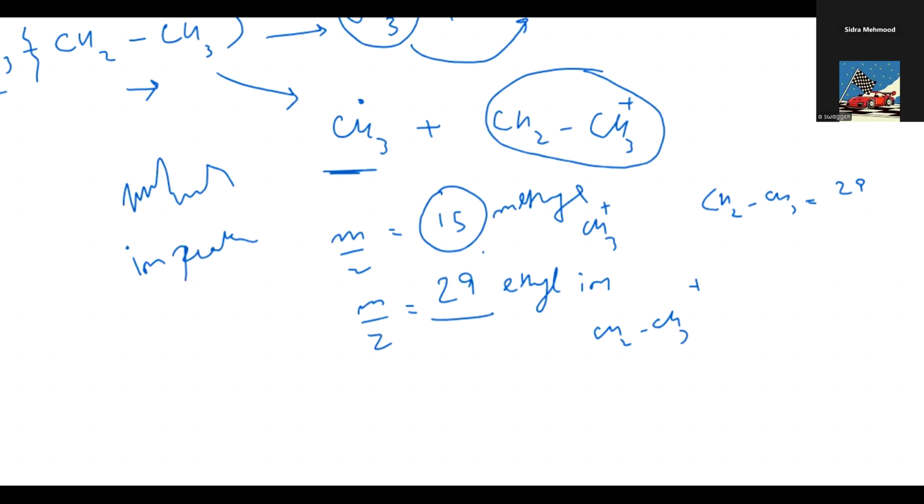From the molecular ion peaks, you will interpret the data. If the peak is at 15, it means methyl is present. If it is at 29, ethyl is present. If it is at 43, it means propyl. If it is at 58, it's butyl.